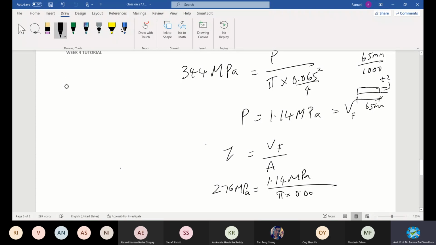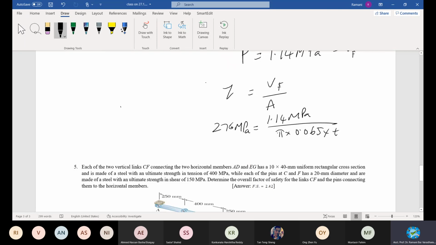Pi times 0.065 times T. Good. So you can find the unknown already. Times T. From there you can find the T. Because we don't know the values, you just go from the known ones, you will get your answer. What is the answer? Get me in mm.